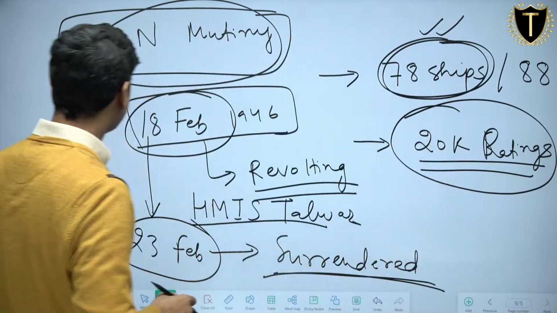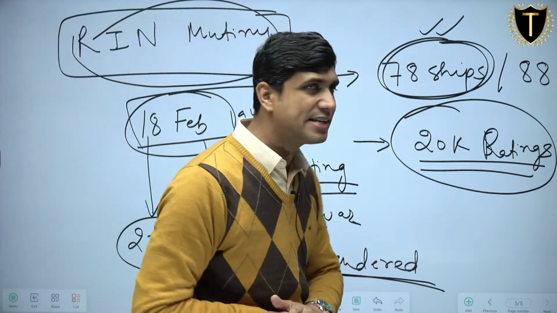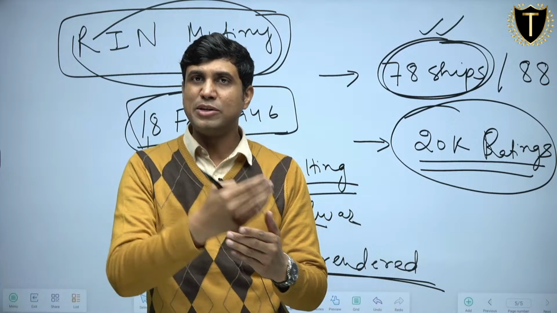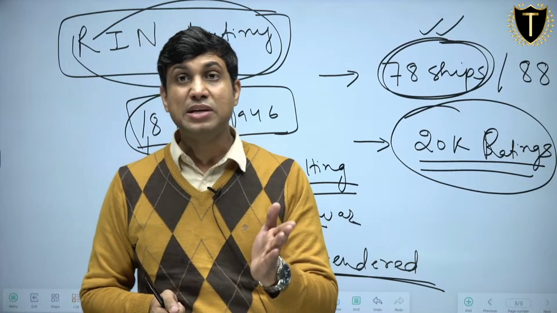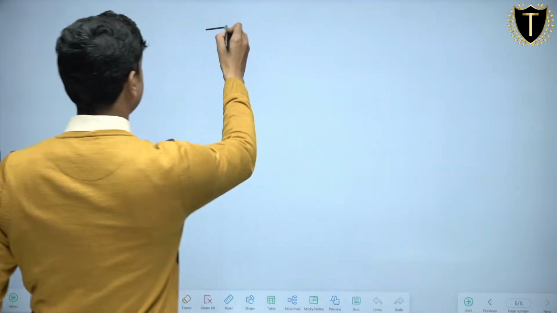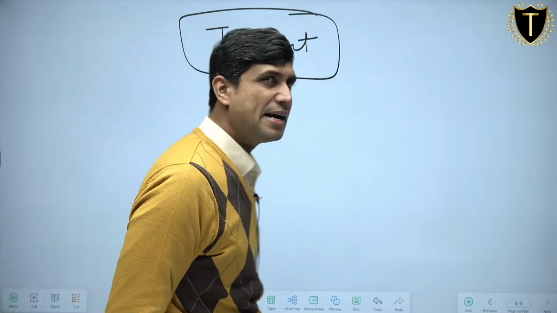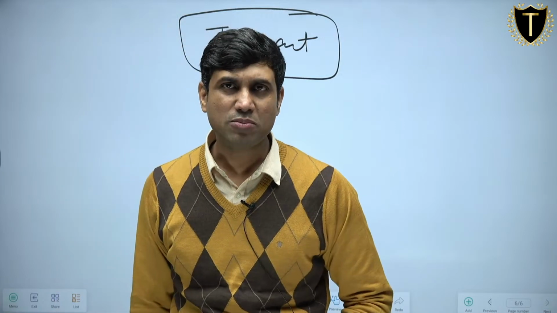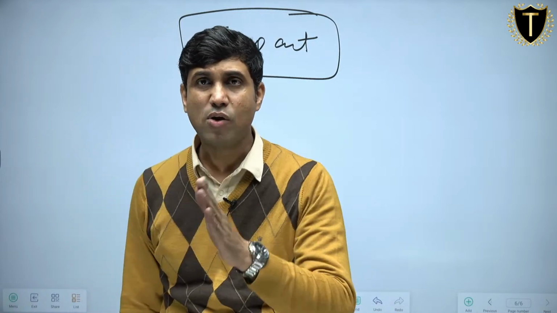So see how in just 5 days this spread to more than 78 ships, more than 20,000 ratings, plus various cities including Bombay, Karachi, Ahmedabad, Kanpur, Madurai, Tiruchirappalli. All these cities were impacted by this. But what was the impact of this mutiny? That is more important. If you see the impact, such a short-lived mutiny, but it had great impact on the freedom struggle. In fact, you can say it was the last nail in the coffin of the British Empire. This also paved the way for the freedom of India.